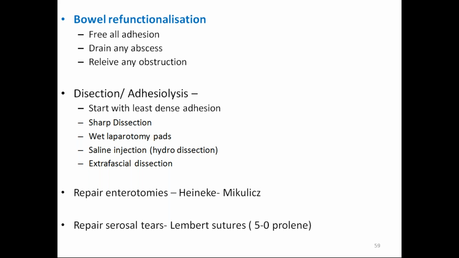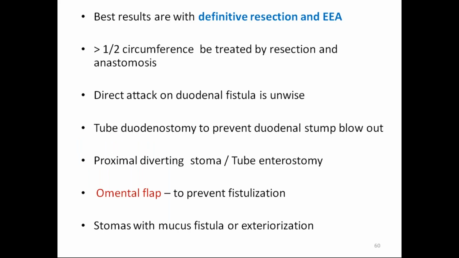For dissection of adhesions, start with blunt dissection and sharp dissection, wet laparotomy pads, saline injection, and extrafascial dissection. Repair enterotomies, including Heineke-Mikulicz type enterotomy. We should repair any serosal tear with Lembert sutures using 5-0 Prolene. Best results are with definitive dissection and management; up to half circumference is treated by repair, and anastomosis for greater than half circumference.